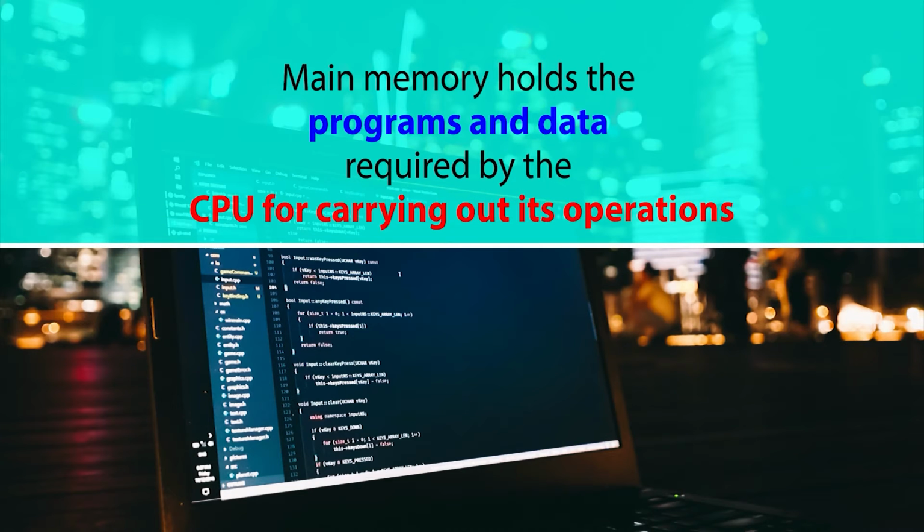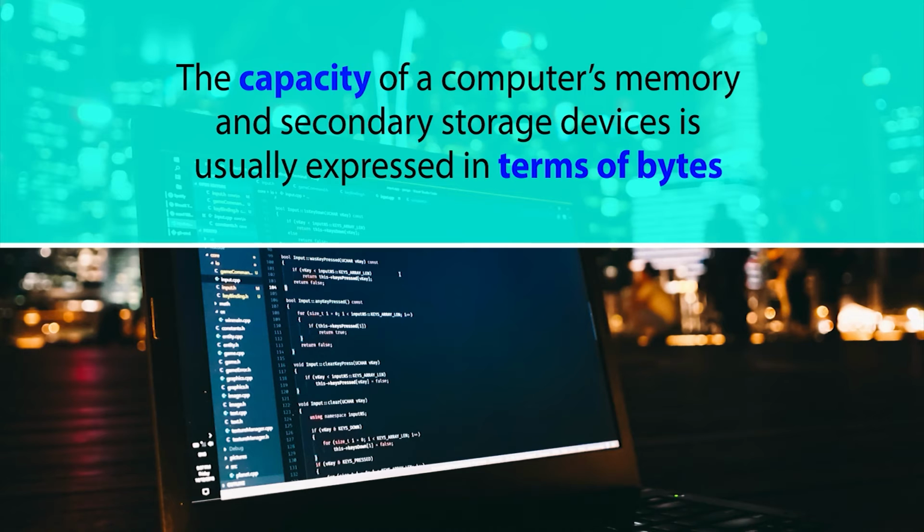Main memory, as we have discussed earlier, holds the programs and data required by the CPU for carrying out all its operations. The capacity of the computer's memory and the secondary storage is measured in terms of bytes. If you recollect, data is stored in terms of bits, 0 and 1, and a combination of these bits can form a byte.